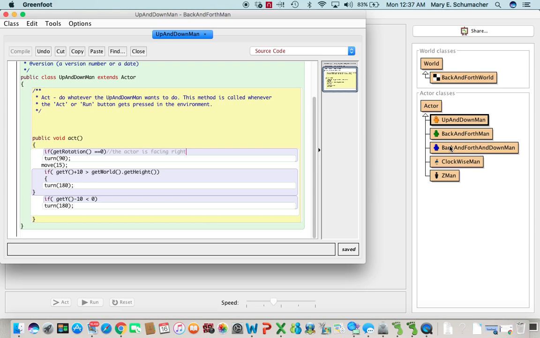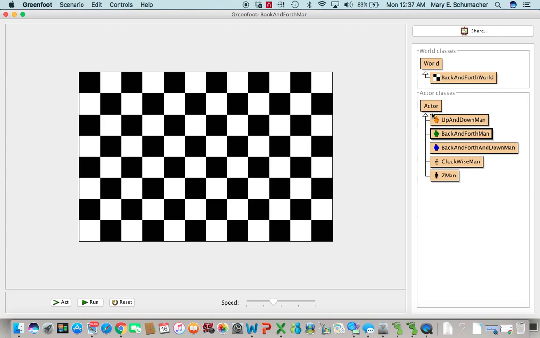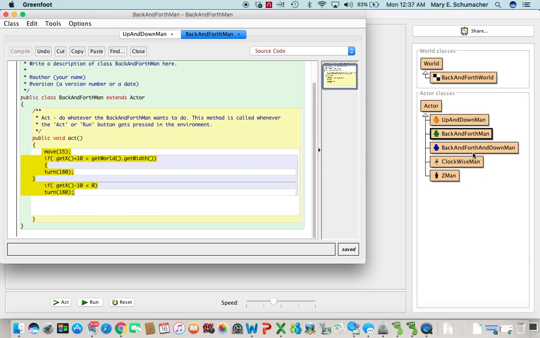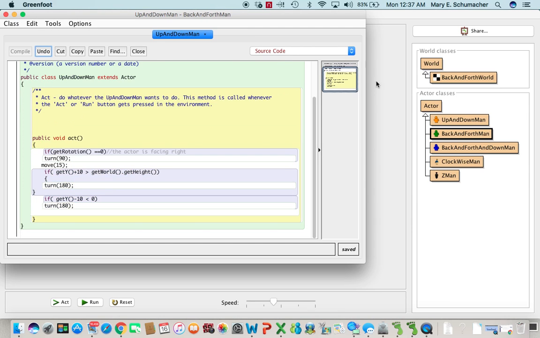Let's see, did we finish back and forth? Up and down man works in terms of going up and down. Back and forth man I think works in terms of going back and forth. Let's double check that. And that does. I'm pretty sure I'll make one of each so we can see that they both work. So let me close this out.